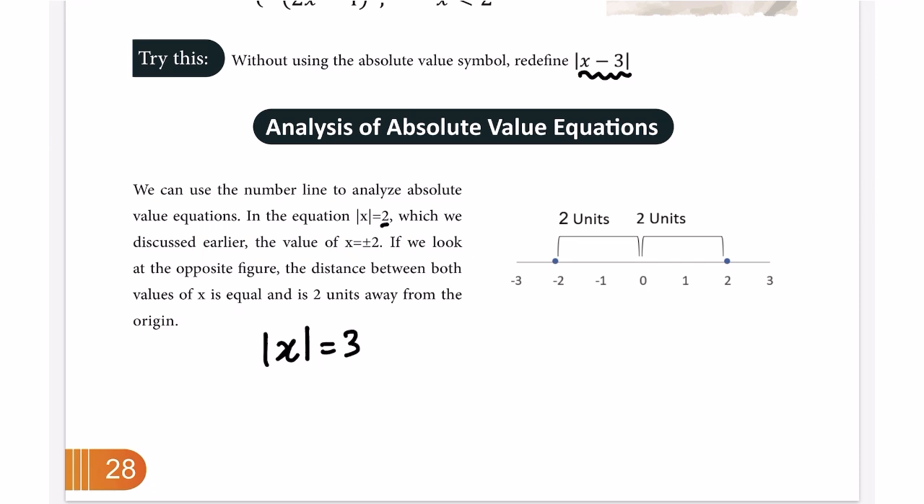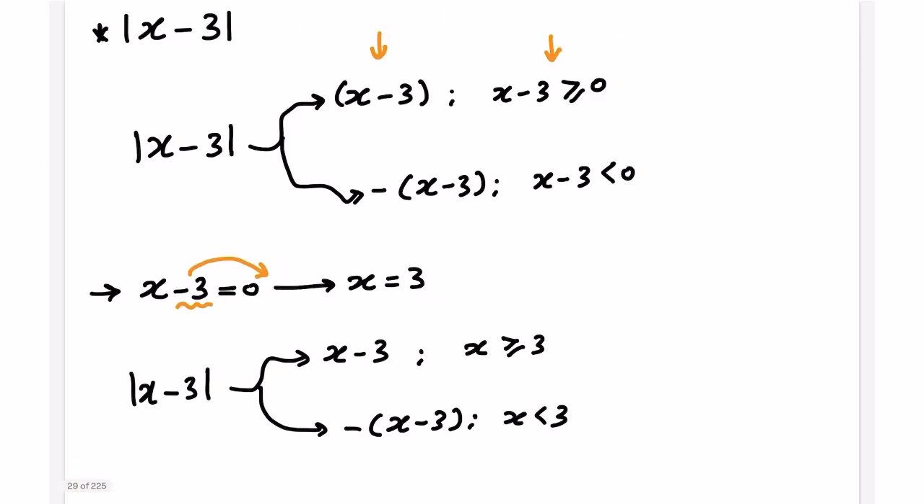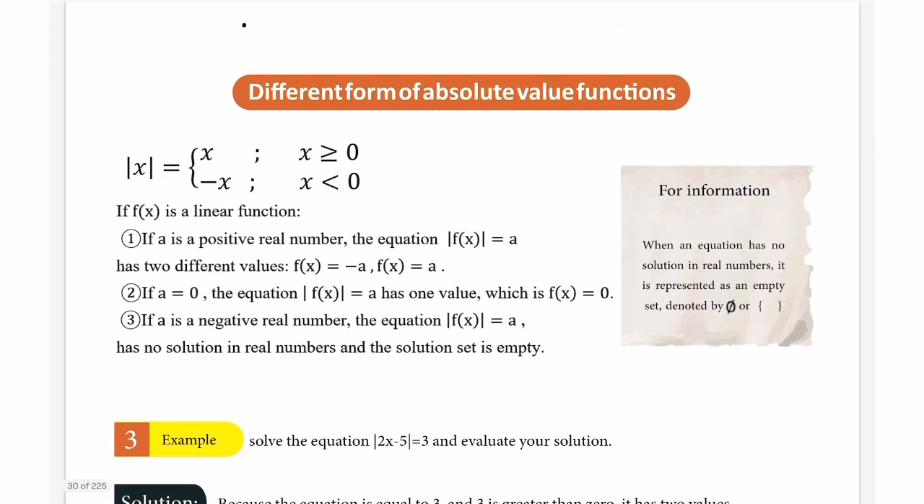This means that maybe the x was positive 3 that resulted to be x equal to 3, okay? Or the x was negative 3, and when you took it outside, the absolute value became x equal 3. So that's the case regarding this idea. Now, here it says that different form of absolute value function.